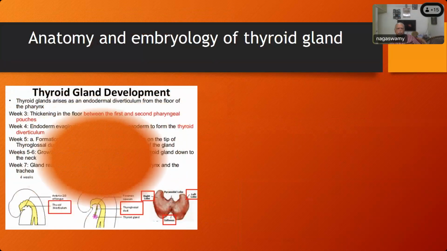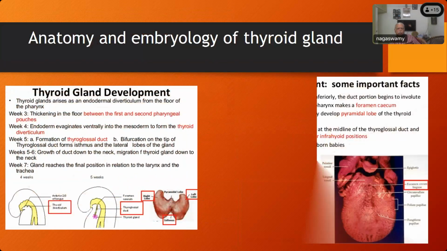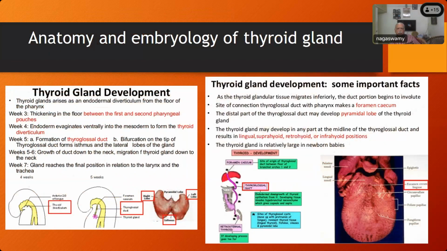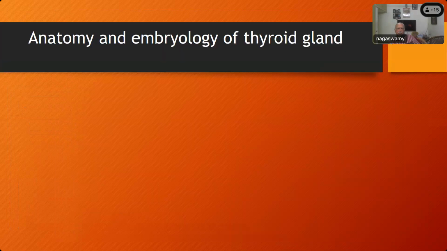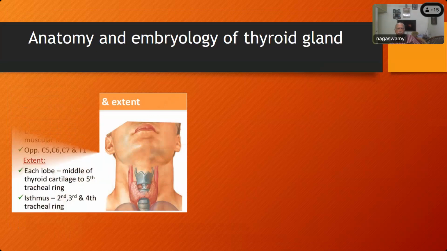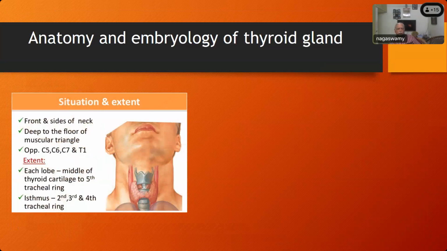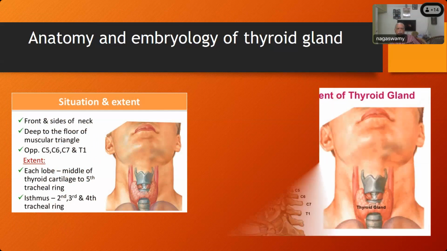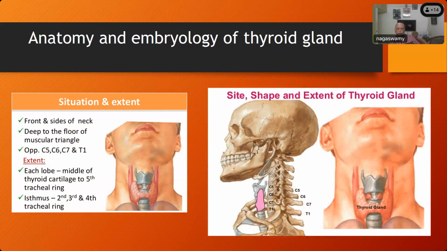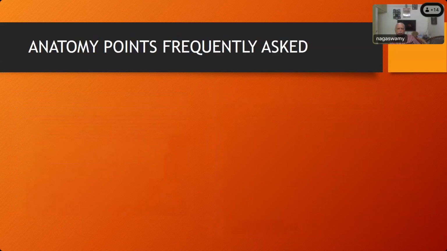It's because it's like a shield. And the thyroid gland development, you correctly described how it is acting. I mean, coming from the pharyngeal pouch and coming down. And this is the anatomical location C5, C6, C7, and the middle lobe starting from thyroid cartilage going up to the fifth tracheal ring. And this is the lateral extension according to the vertebral level.